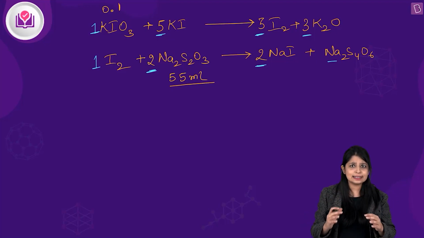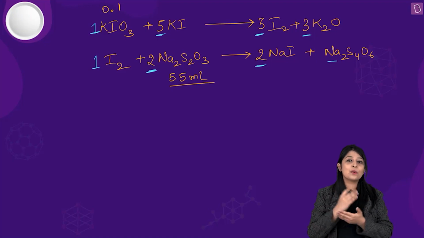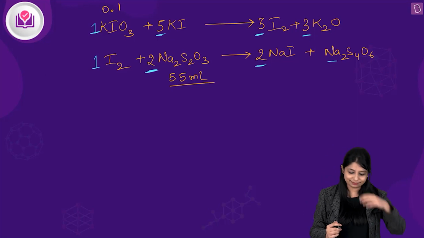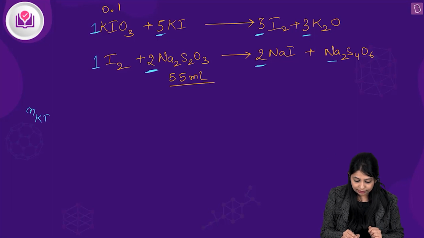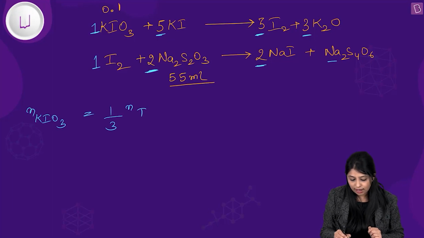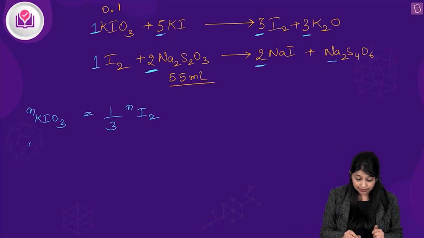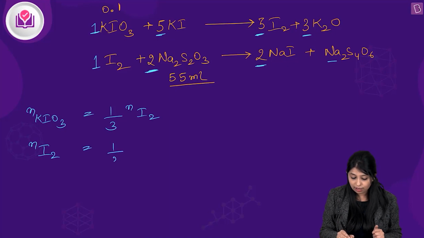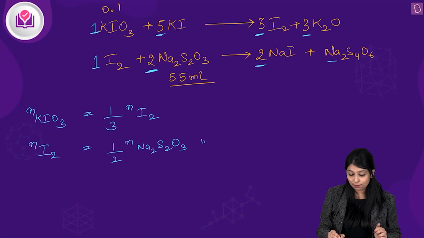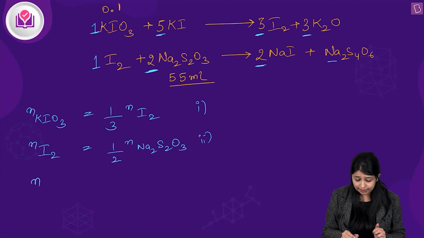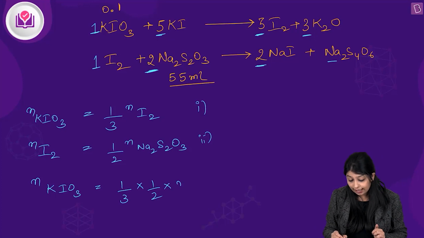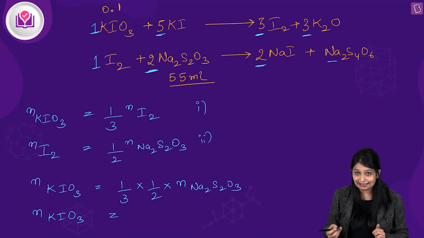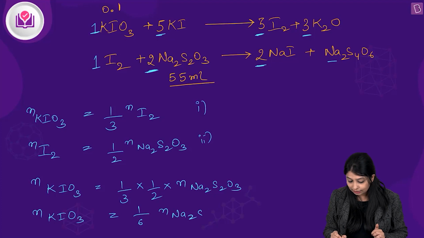Okay, now let's write these equations to find the relationship through which we can find the number of moles of Na2S2O3. We can say that the number of moles of KIO3 is equal to 1 by 3rd the number of moles of I2 from the first equation. And from the second equation, the number of moles of I2 is equal to half the number of moles of Na2S2O3. Now let's put the value of number of moles of I2 from the second into the first. We get N, the number of moles of KIO3, equal to 1 by 3 into 1 by 2 into N, the number of moles of Na2S2O3. So the number of moles of KIO3 is 1 by 6 times the number of moles of Na2S2O3.